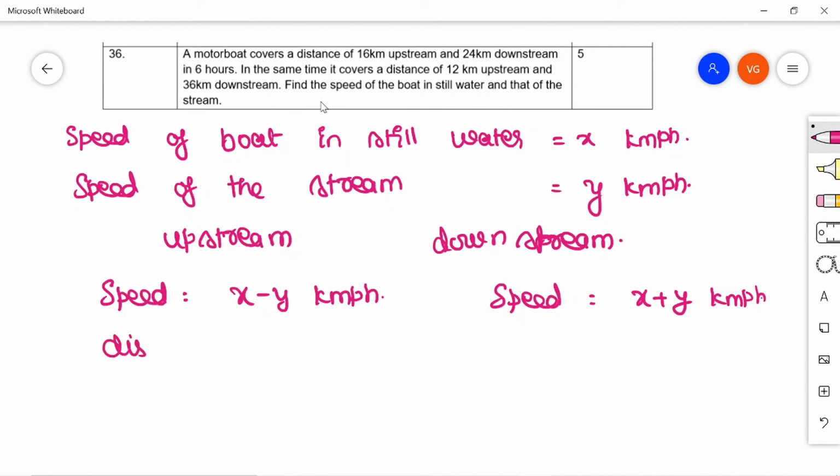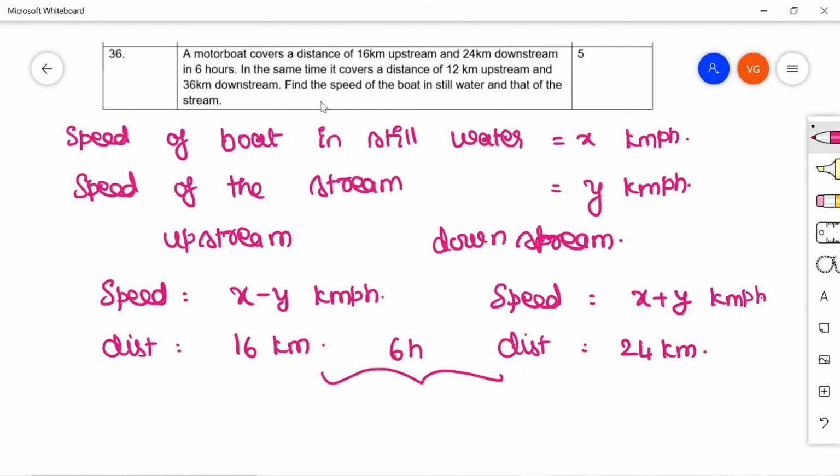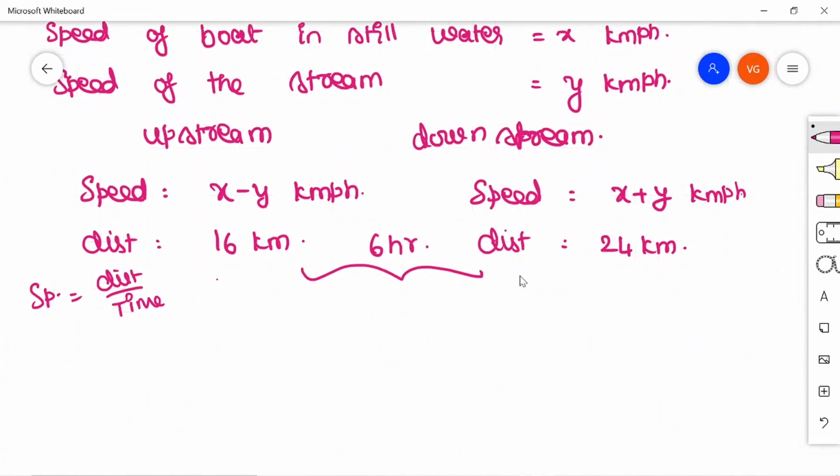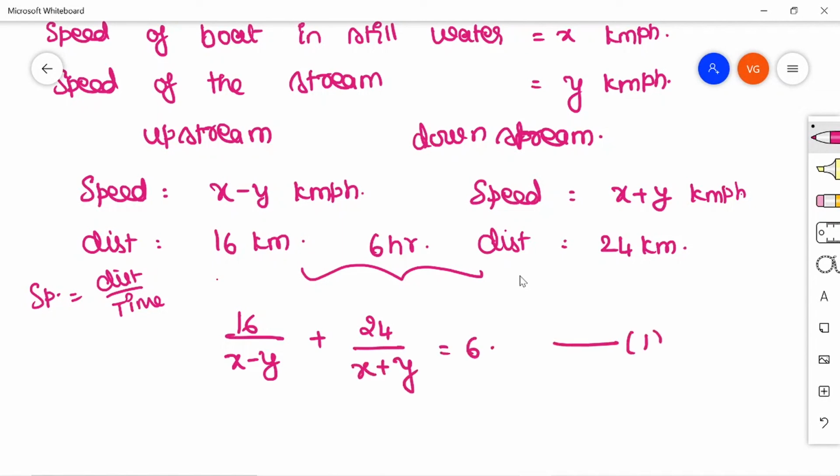So the distance upstream in the first case is 16 km and downstream is 24 km. Together it took a time of 6 hours, right? So we know time, right? You know that speed is equal to distance by time. So for writing the time, that is nothing but distance by speed. So I am writing it here as 16 divided by (x minus y) plus 24 divided by (x plus y) is equal to 6. Let us call this equation 1.